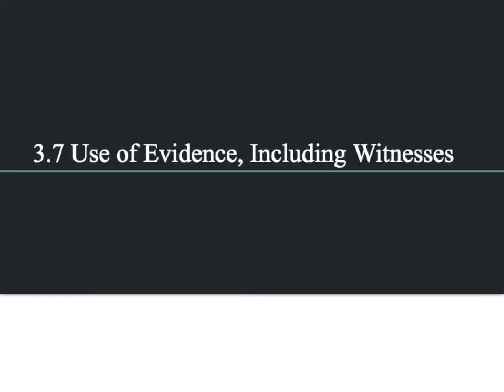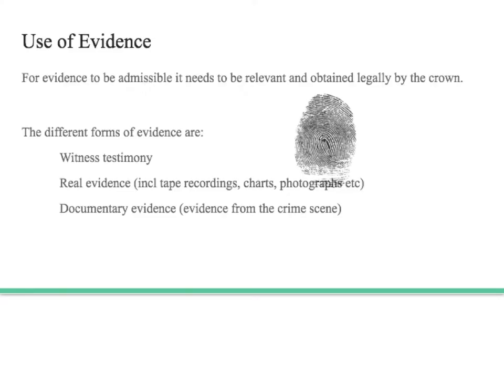We're still looking at the criminal trial process. We're hanging in there, and we're up to use of evidence, including witnesses. Now, for evidence to be admissible, it needs to be relevant and obtained legally by the Crown, that is the prosecution. And that can be by way of witness testimony, real evidence, including recordings, charts, photographs of people together, or documentary evidence, which could be evidence from the crime scene.